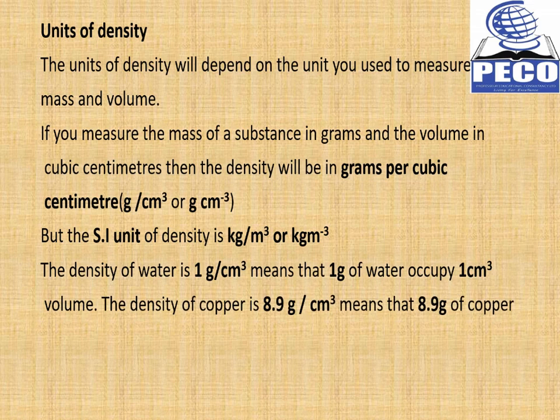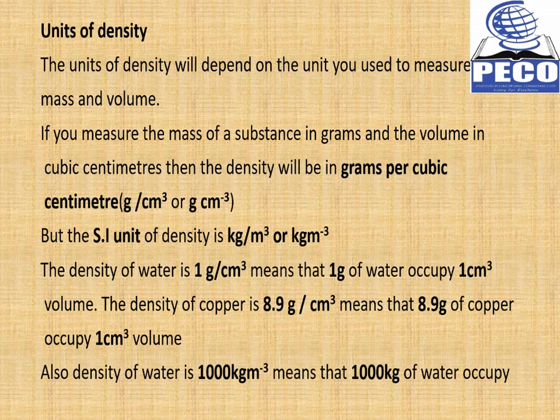of volume. Now the density of copper also is 8.9 grams per cubic centimeter. That simply means that 8.9 grams of copper occupy 1 centimeter cubed of the volume, or of the space around that mass. So that is what the unit of density means. 8.9 grams per cubic centimeter means 8.9 grams occupy 1 centimeter cubed.